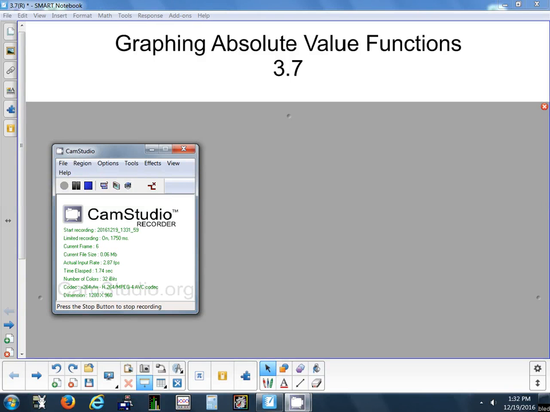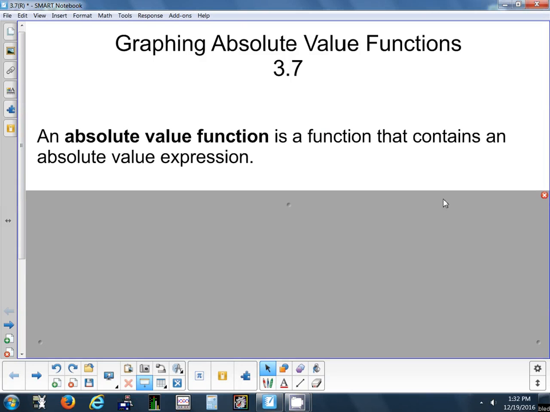All right, so today we're going to finish chapter 3. Graphing absolute value functions is the last section. They're going to look kind of like a V shape. So we'll finish that up, and then we'll show you guys how you do some graphs.